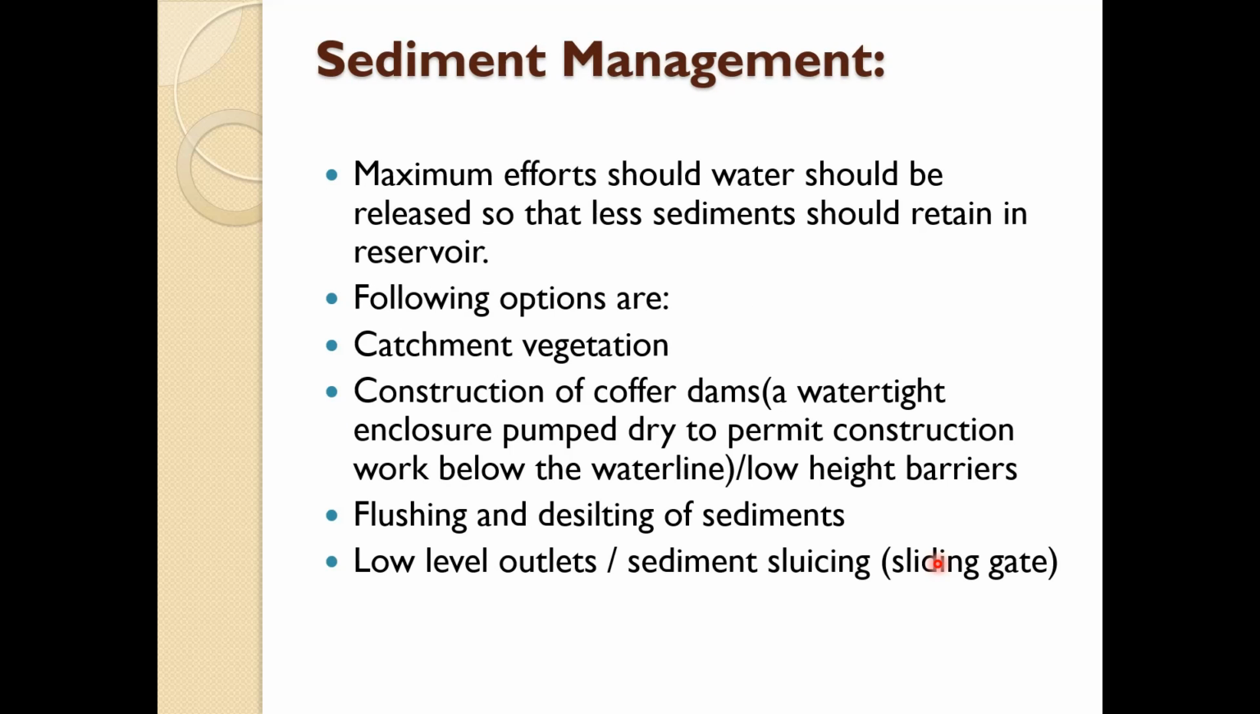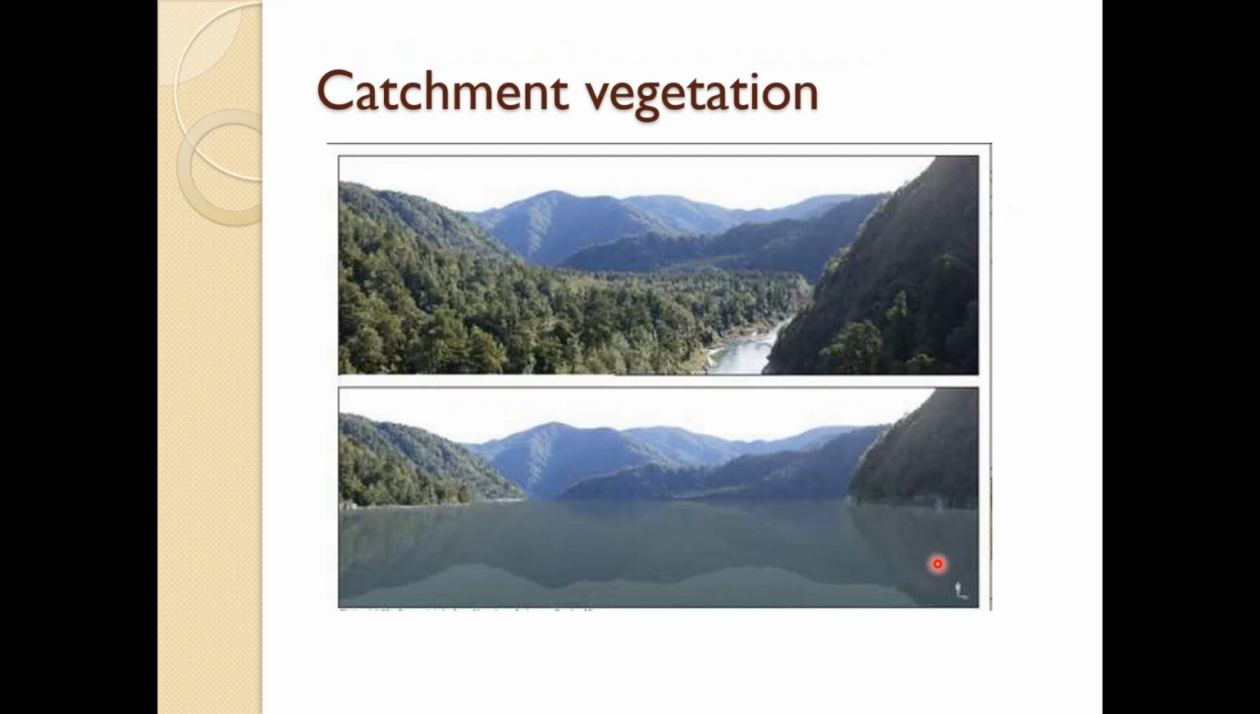Now the sedimentation management. So what can be done to manage the sedimentation? Basically, there are two approaches, that is pre-construction measures and post-construction measures. Maximum efforts should be made so that water is released so much that less sediment is retained in the reservoir. The following options are catchment vegetation, then construction of coffer dams, that is watertight enclosures pumped dry to permit the construction work below the waterline, or low height barriers. Then the flushing and desilting of the sedimentation and low level outlets or sedimentation sluices.